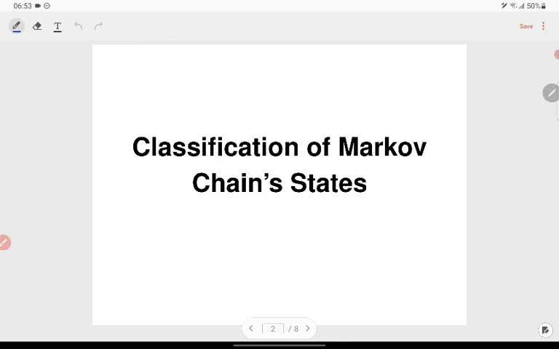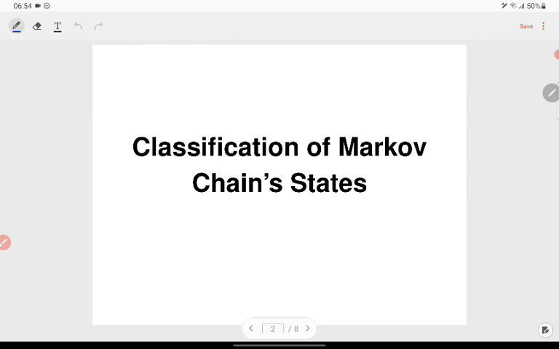For this kind of analysis, we need to classify the states because not all Markov chains have this long-term probability. The existence of this long-term probability depends on the states of the Markov chain. So that is the reason why we have to classify the states of Markov chains.